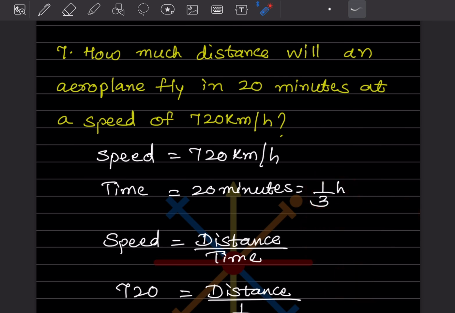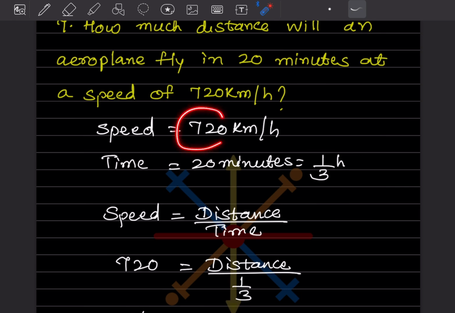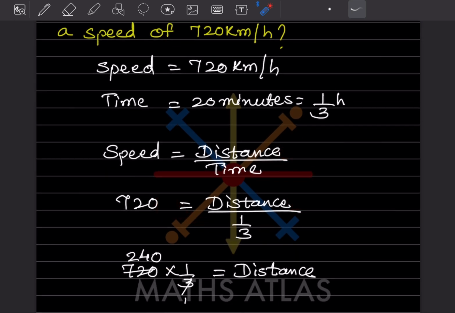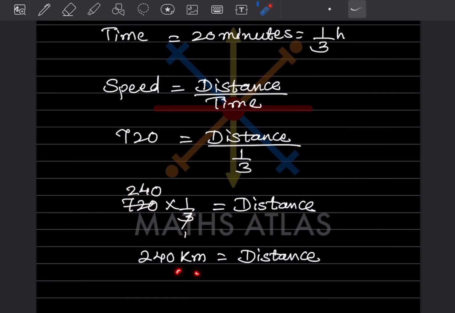So speed is distance by time. So here speed will be what? 720. Distance is not given here. And time is 1 by 3. So if you multiply this one, 720 into 1 by 3, that is the distance. So 3 ones are 3, 3 240s are 720. So 240 kilometers is the distance. So this is the answer.